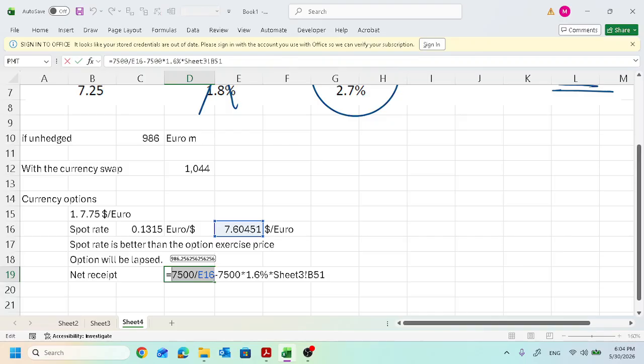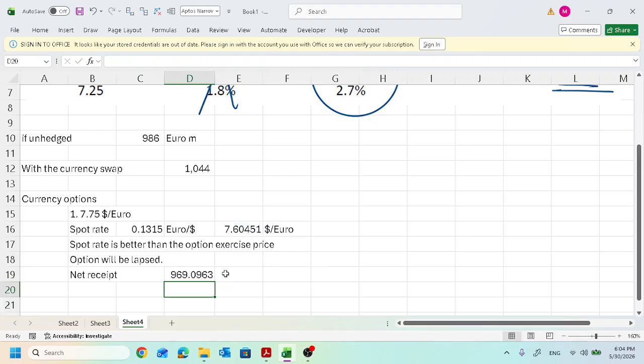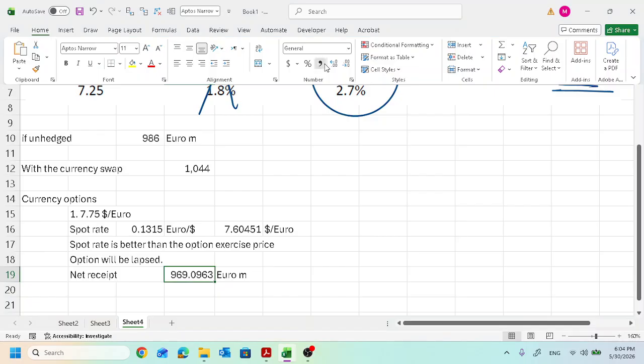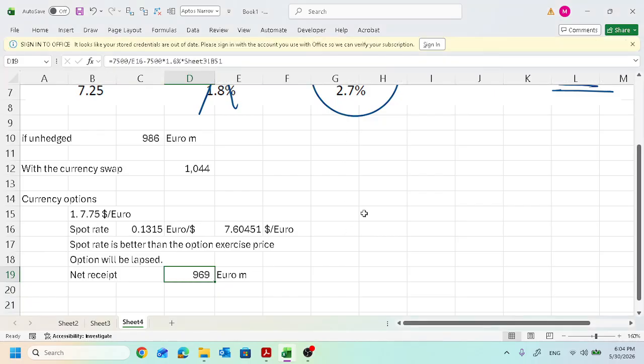But don't forget, you would have paid a premium when you entered into the option contract. The premium is 1.6% of the amount: 7,500 into 1.6%, converted at the spot rate. I'm subtracting that, because it's a payment. This many euro. This looks very bad, right? Okay. Now the other option.